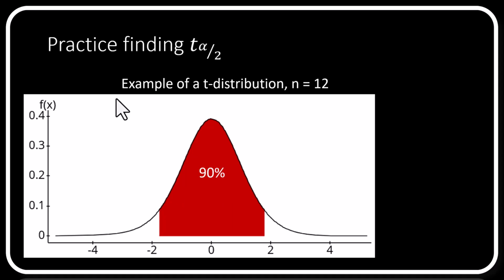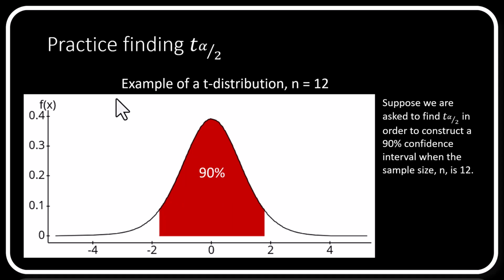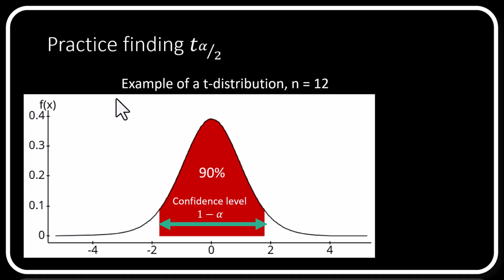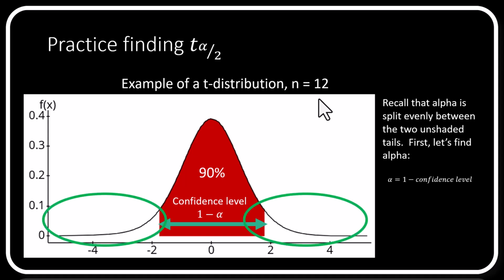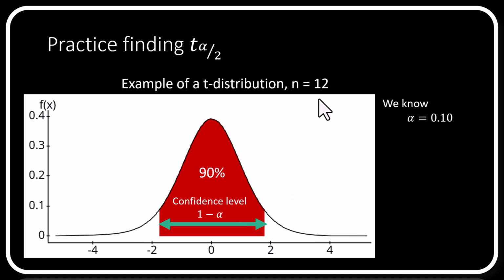Here's an example of a t-distribution with n equals 12. Suppose we were asked to find t of alpha over 2 in order to construct a 90% confidence interval when the sample size n is 12. So again, the confidence level is 90%. Recall that alpha is split evenly between the two unshaded tails. First, let's find alpha. Remember, alpha is 1 minus the confidence level. In this case, that's 1 minus 0.90, or 0.10.